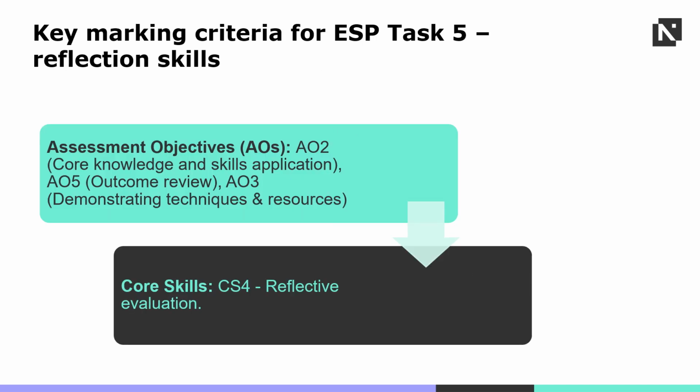For Task 5 of the ESP, students are expected to apply core knowledge and skills to reflect on their approach, showing how well they met project expectations. This task focuses on students' ability to reflect critically. This means analysing their decisions and actions, linking back to learning outcomes and evaluating their performance. Key criteria include clear logical reflections that relate actions to outcomes, detailed self-evaluation, and evidence of improvement plans.